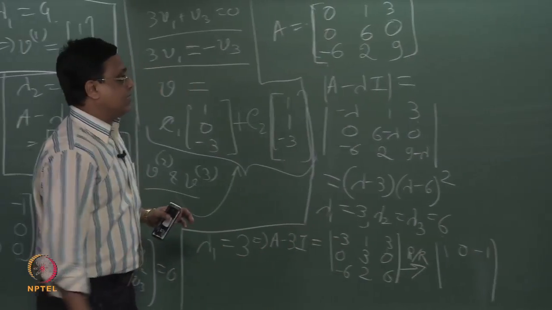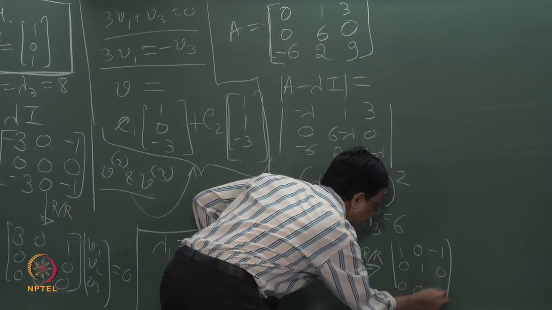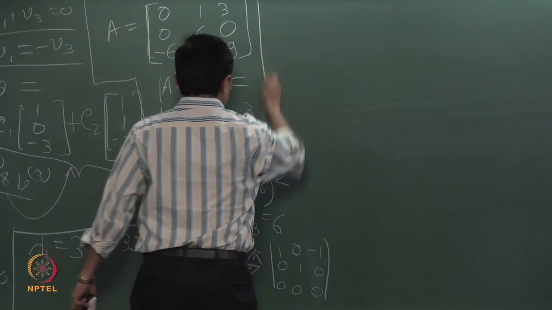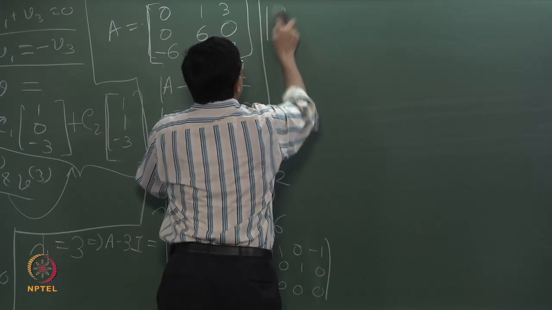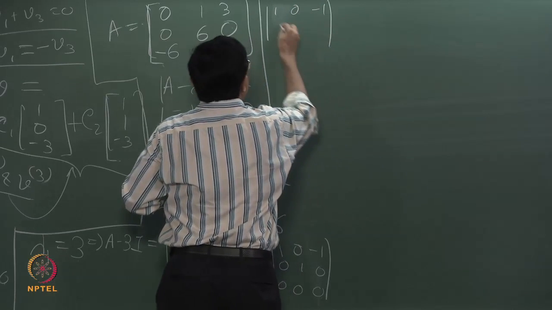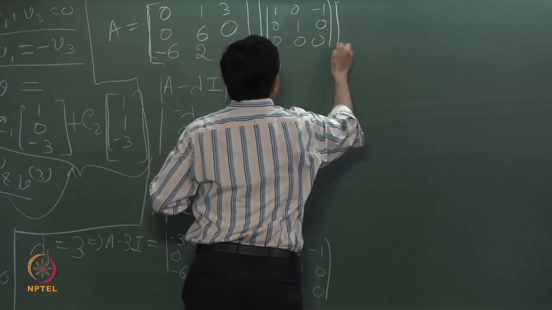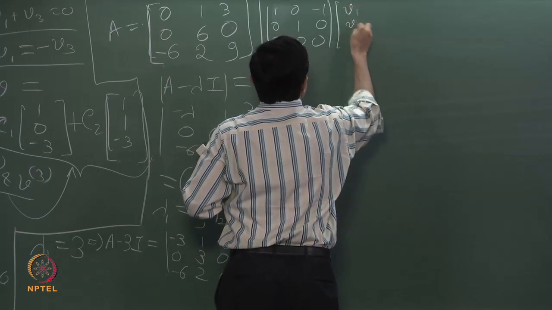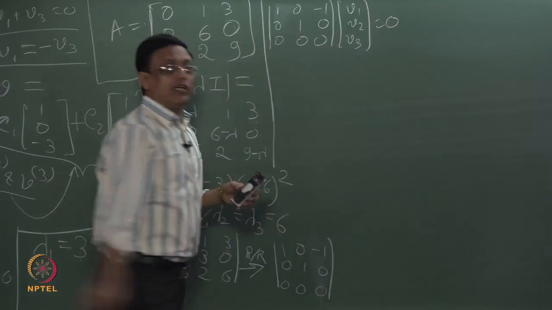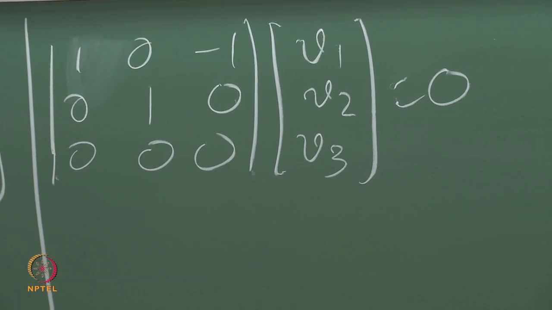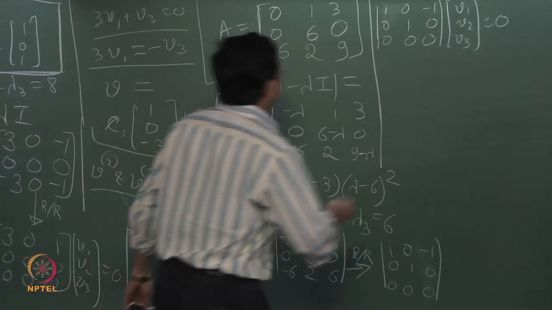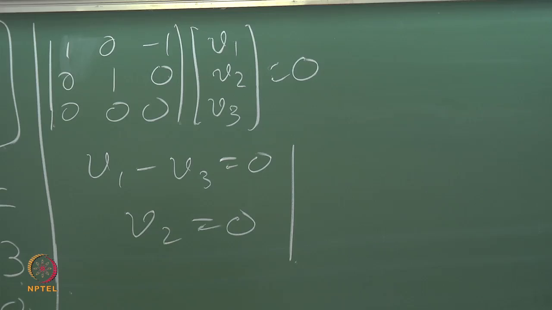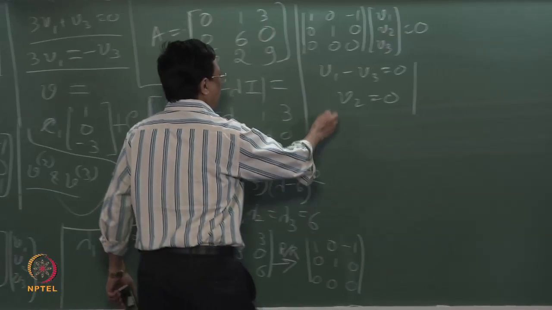It is basically a row-wise operation. Then 0, and all zeros at the bottom. So the corresponding row-reduced matrix is 1 0 minus 1, 0 1 0, 0 0 0, and then v1 v2 v3 equals 0, like the process we have been doing earlier. Find the eigenvalue, substitute into the expression, A minus lambda I times v is equal to 0. So this will again give a constraint, v1 minus v3 equals 0, v2 equals 0. This we already had, again it is coming back, and we know the solution by heart now.